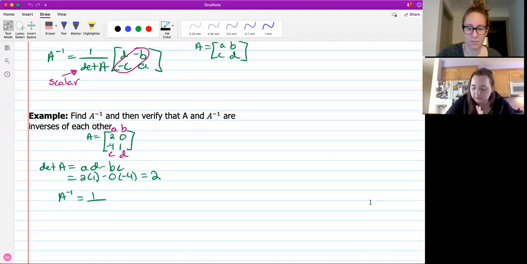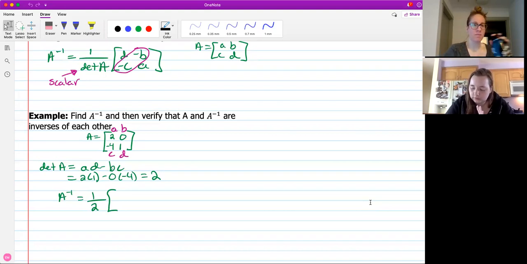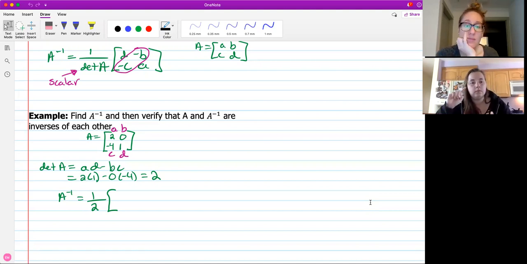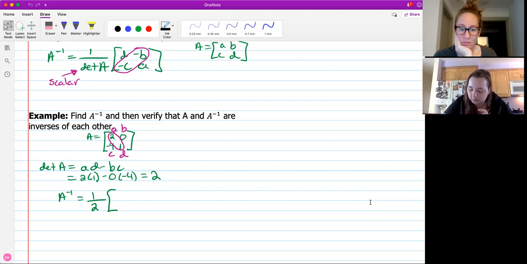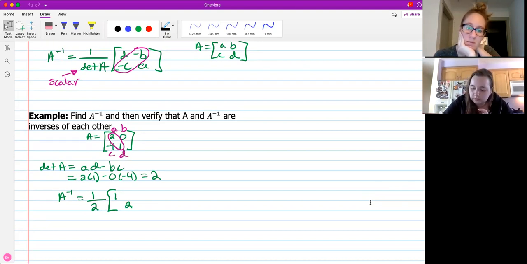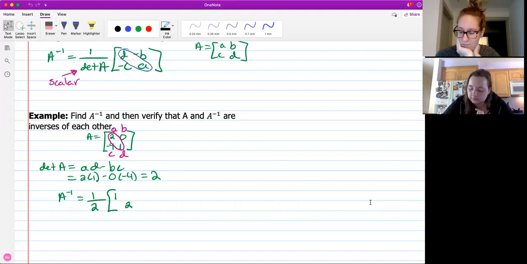Okay, so 1 over the determinant. And then we need to swap on the diagonal and then make the other two opposite signs. So we're going to swap here. So we're just going to swap those. So we're going to get 1, 2, and then on, let's do this diagonal, no, I did that wrong. Sorry, guys. On the pink diagonal, we're going to swap the signs.